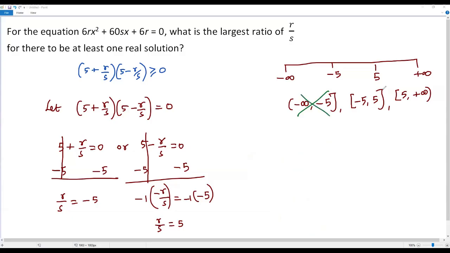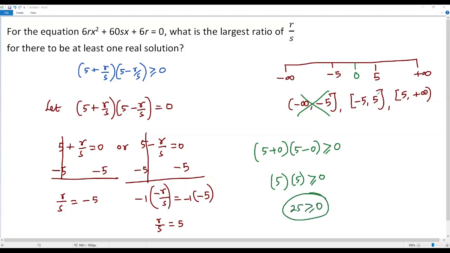Okay, now let's verify the second interval. So let's take a random value in the second interval. Clearly it's 0 between negative value and positive value. Let's plug in 0 for r over s in this inequality. In that case, I'm getting phi positive 0 times phi negative 0 greater than or equal to 0. So phi positive 0 is phi, and phi negative 0 also is phi greater than or equal to 0. Then we get 25 greater than or equal to 0. This is true. So the interval negative phi, comma positive phi satisfies this inequality over here.